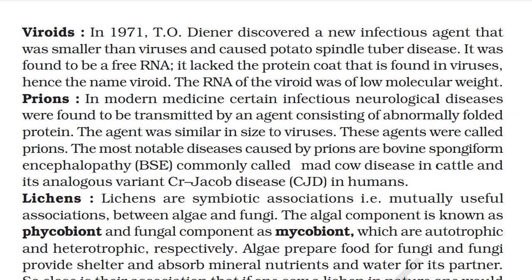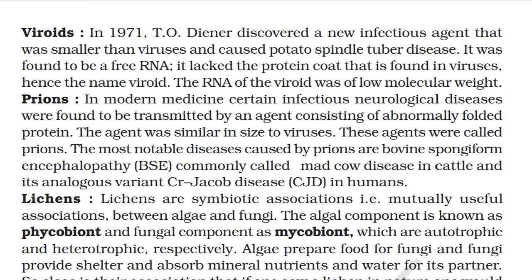Viroids. In 1971, T. O. Diener discovered a new infectious agent that was smaller than viruses and caused potato spindle tuber disease. It was found to be a free RNA. It lacked the protein coat that is found in viruses, hence the name viroid. The RNA of the viroid was of low molecular weight.